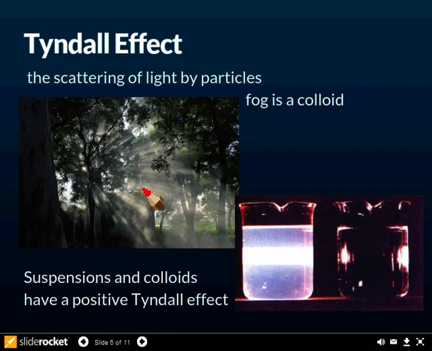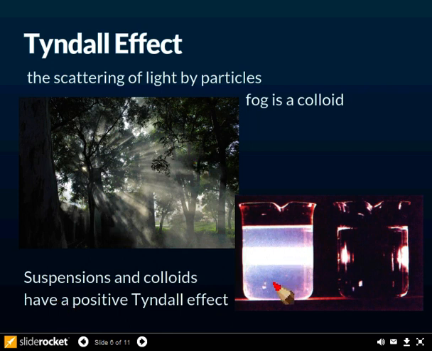Anytime you see a sunbeam like this is the Tyndall effect. It's where light bounces off the tiny little particles. There's a bunch of tiny little particles in here, in fog, and that's actually water droplets. And they reflect the light off, and that allows you to see the sunbeam.